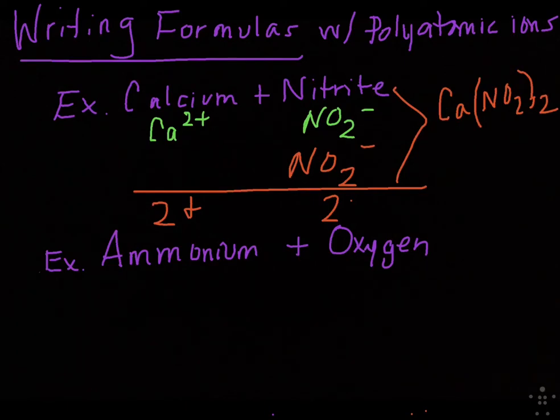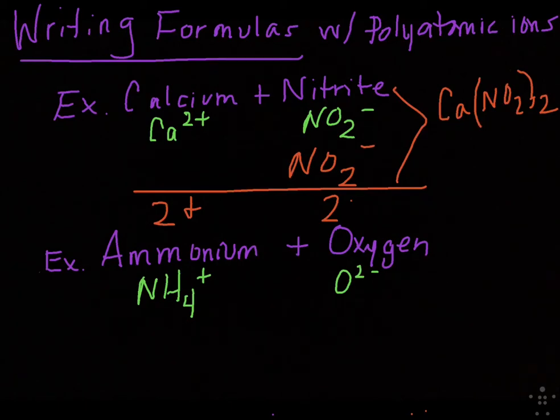Our second example, ammonium and oxygen. I showed you ammonium earlier. It's a polyatomic ion. So I look at that chart and I would find that it is NH4+, and oxygen comes off the periodic table. It's a 2-. So once again, just balance my charges like before.